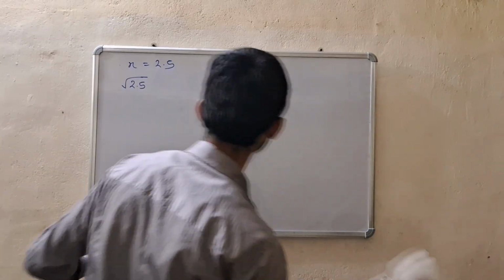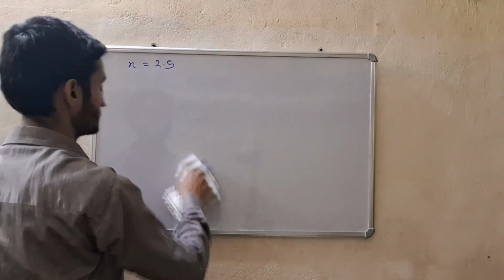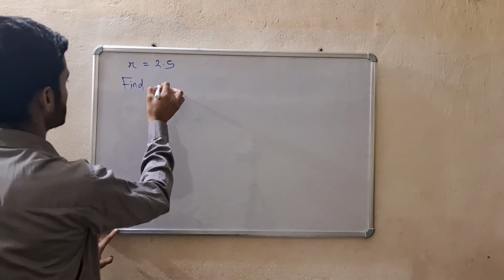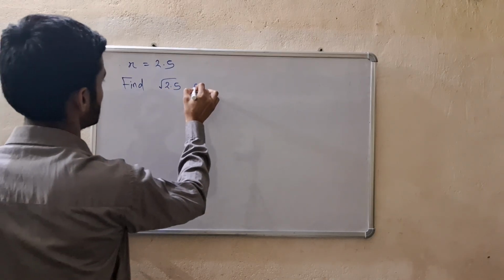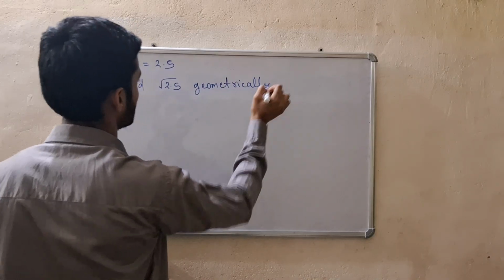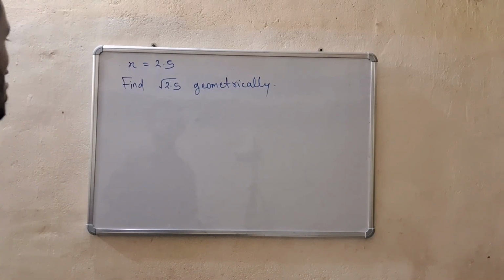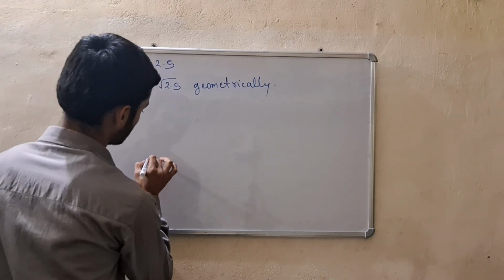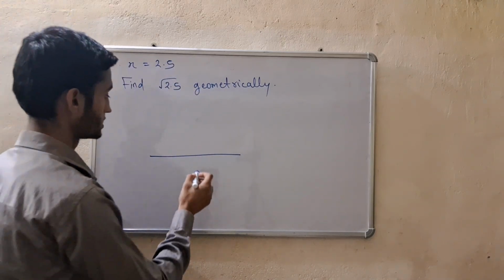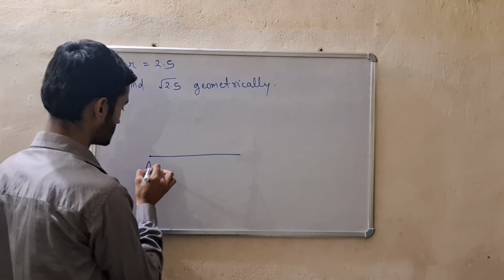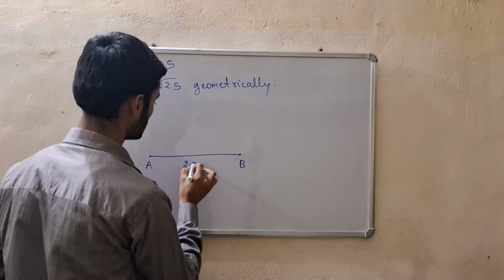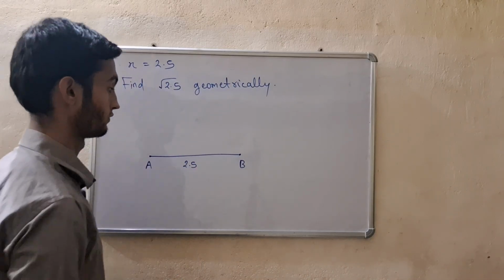Finding the square root of 2.5 geometrically. First we will find this. Find the square root of 2.5 geometrically. That is the question. So what do we do? We first draw a line of this much length. This is of length 2.5, and let's name this line segment AB. The length of AB is 2.5 units.